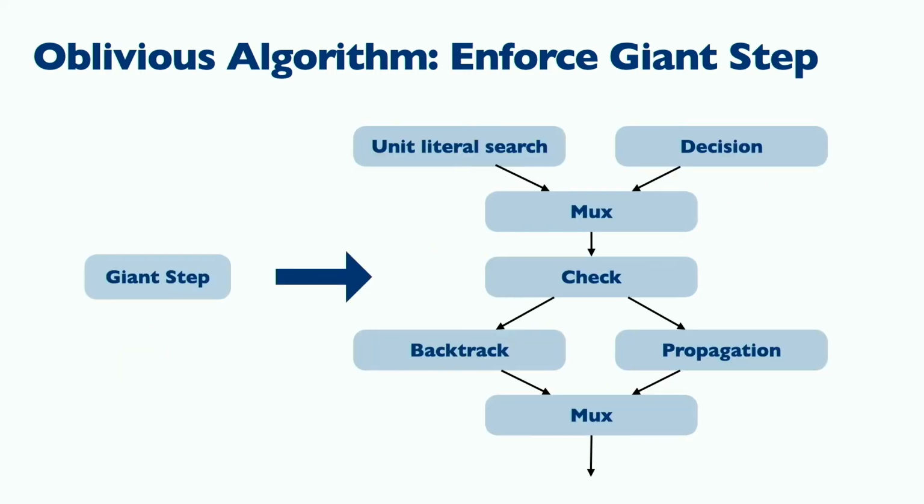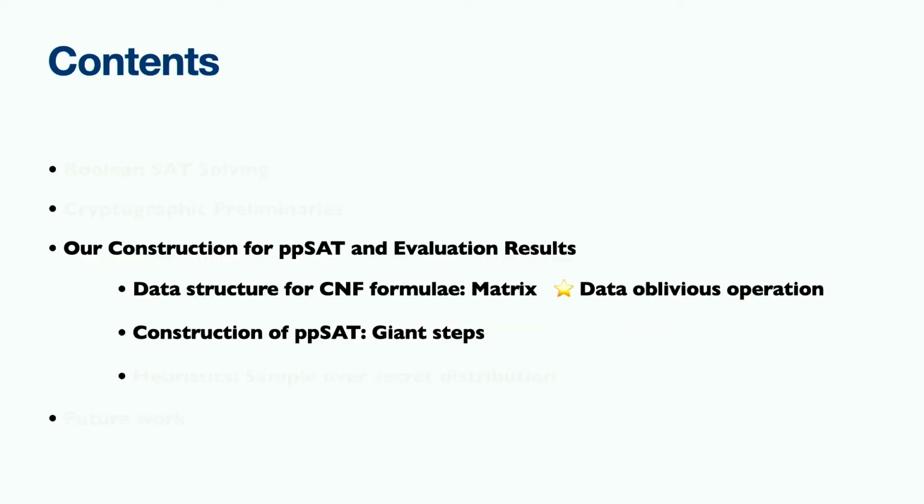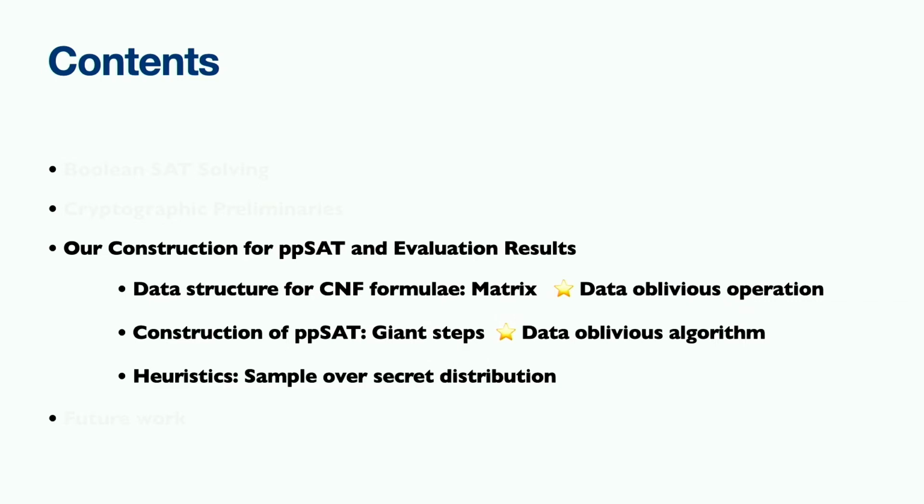Within a giant step, we will execute 5 basic operations in a fixed order. Some of the operations will be dummy, so we use a multiplexer to select the output and ensure correctness. Now we have almost everything for constructing a SAT solver, but only one component is missing. That is the heuristic. A heuristic tells us how to make a good guess when we need to do a decision, and the heuristic usually is the core of a SAT solver.